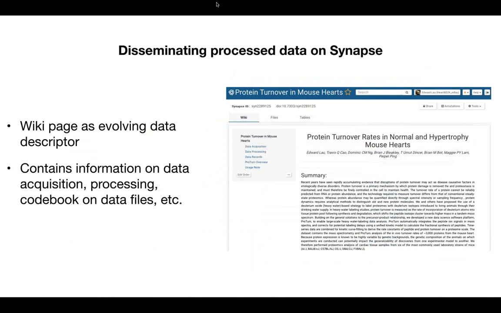With the wiki tab, I think it serves mostly as a data descriptor that's continuously evolving as we put in more information. And it contains information that you really need in order to make sense of the data set after you download it, right? How did we acquire the data, what kind of pipelines did we use to process the data, what's the codebook on the data files, and so on.